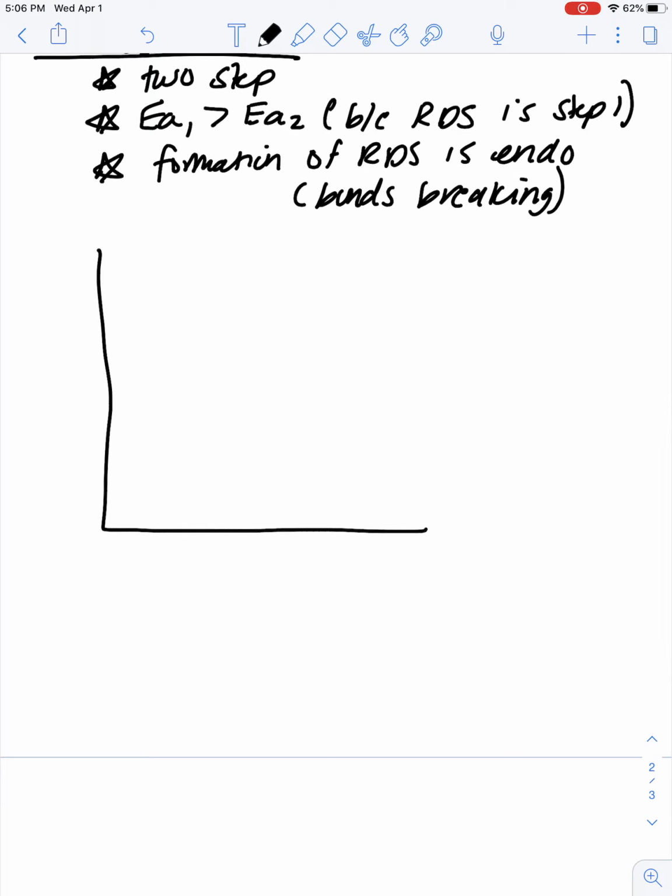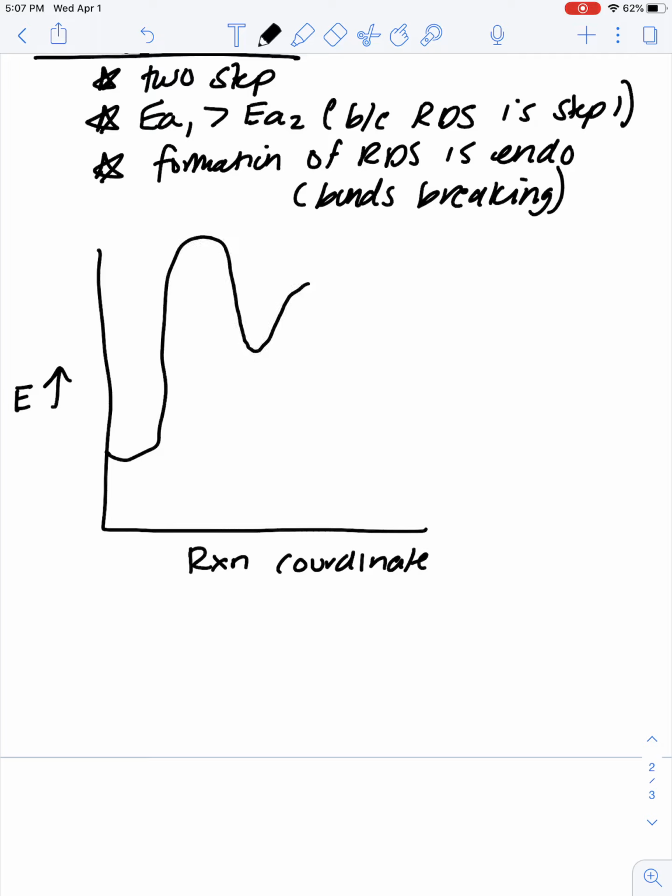So if we draw our energy profile again for an SN1 reaction, again, it has to be endothermic because we have bonds breaking. We know that our first activation energy is going to be larger than our second activation energy. So here we have a large first activation energy. Again, this is going to be our rate determining step. We have a smaller second activation energy. We have a transition state here, a transition state here.